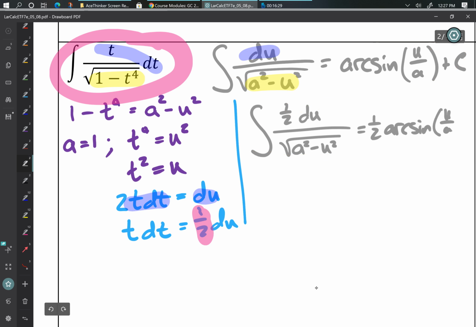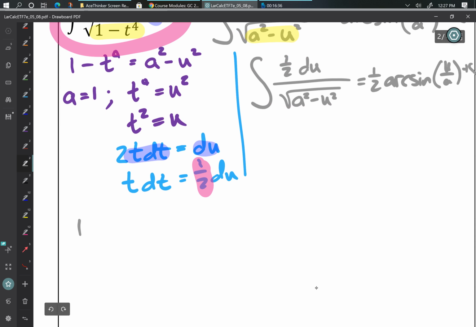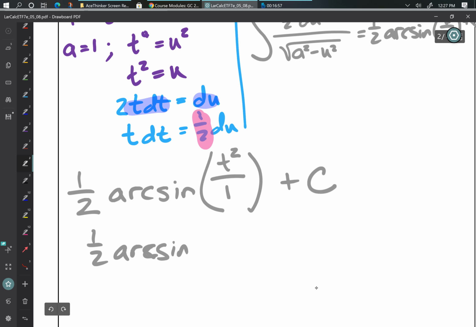Right? So then putting it all together, we're going to get 1/2 arcsine. U was t squared. A was 1 plus c, or 1/2 arcsine t squared plus c.